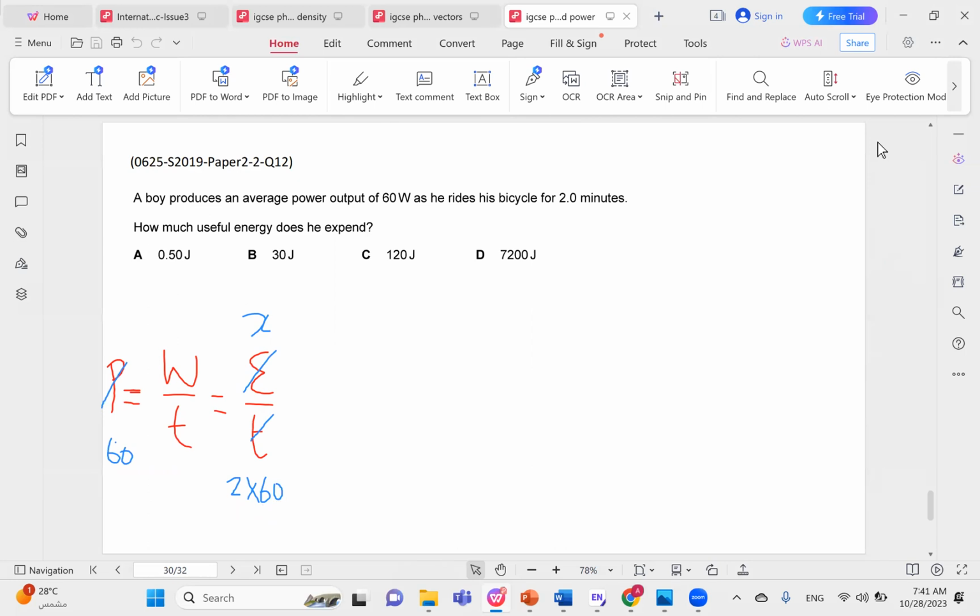So we have a mathematical equation that says 60 equals X over 2 times 60, which is 120. So how do I get X? X is 60 times 120. And that's 7,200 joules. So the correct answer is choice D, 7,200 joules.